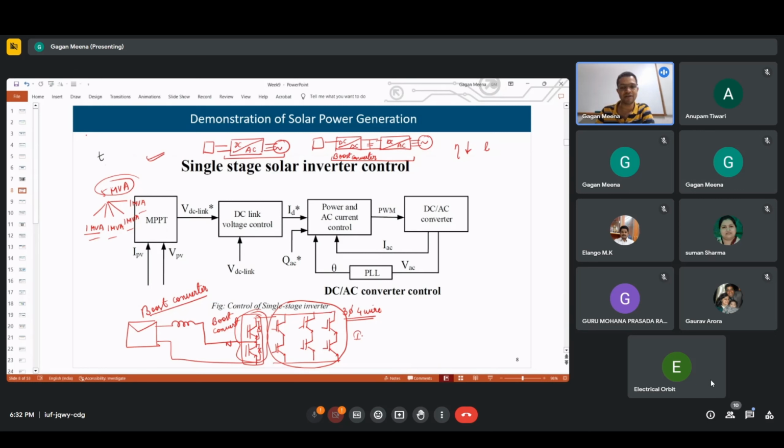Should the depth of discharge be high or low for good battery life? Should be low, sir. Oh, low. Depth of discharge should be low? No, think carefully once again. It's not state of charge, it is depth of discharge.